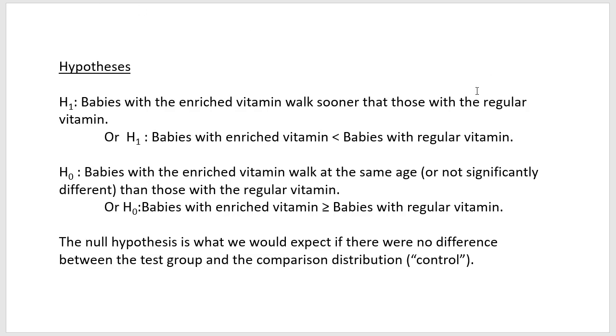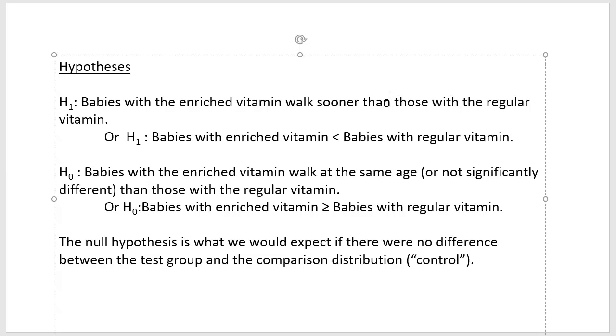Okay? I'm going to just fix the typo real quick. Babies with the enriched vitamin will walk sooner than those with the regular vitamin. Just rest on that for a second. Wrap your mind around it. Another way of stating that is babies with the enriched vitamin will be less than babies with the regular vitamin. Remember that we're measuring this in terms of the number of months that the baby first walked. Okay? Babies with the enriched vitamin will have a lower walking age than babies with the regular vitamin, meaning that that baby will walk sooner.